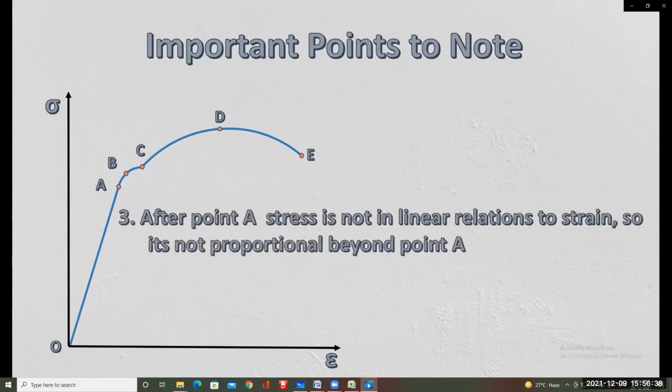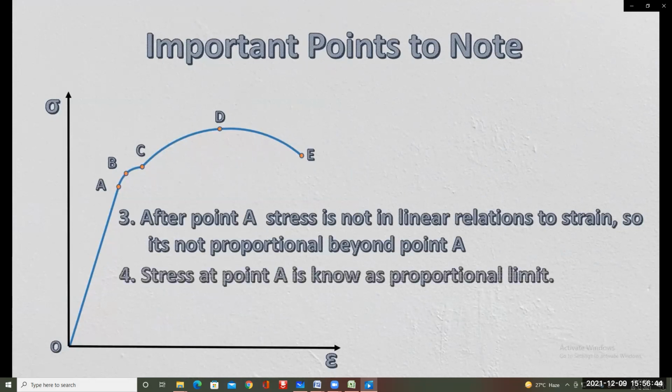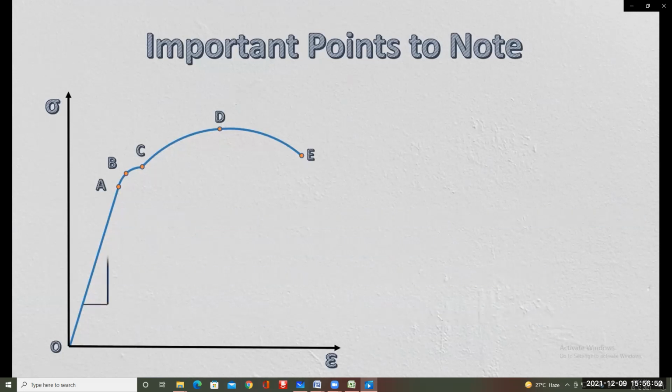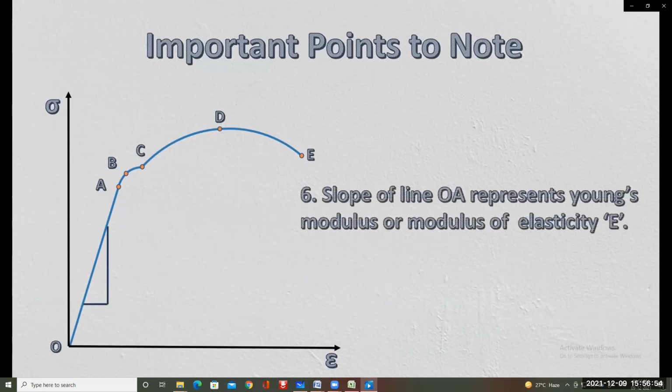Beyond point A, the proportionality between stress and strain no longer exists, hence the stress at point A is called the proportional limit. Hooke's law is valid up to this point only. The slope of this line OA represents the Young's modulus, also known as the modulus of elasticity, and it can be calculated as stress divided by strain within the proportional limit.